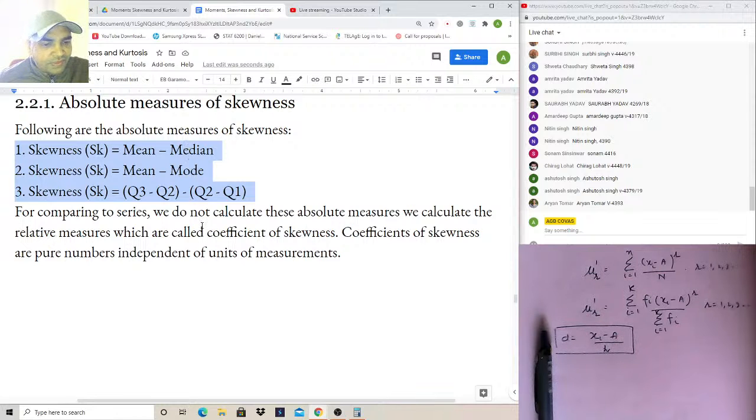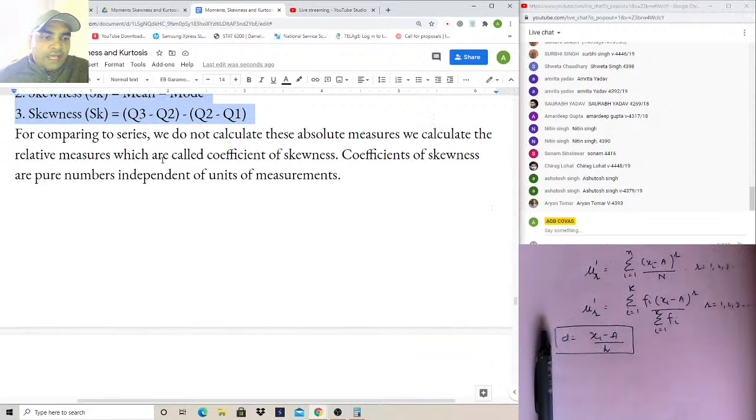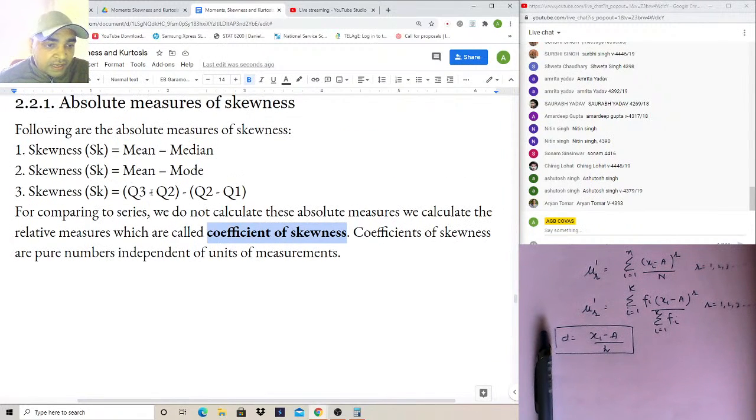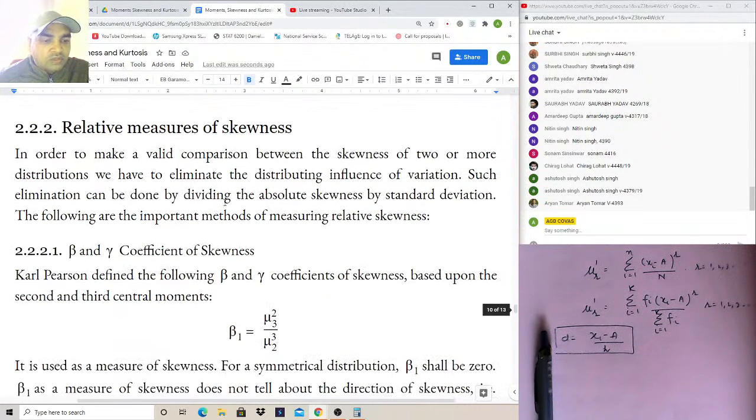So for comparing two series, we do not calculate these absolute measures, we calculate the relative measures, which are called coefficients of skewness. Relative measures, or coefficients of skewness, are pure numbers independent of the unit of measure. The absolute measures are dependent on the units. Mean has a unit, median has a unit. So what are these relative measures of skewness?